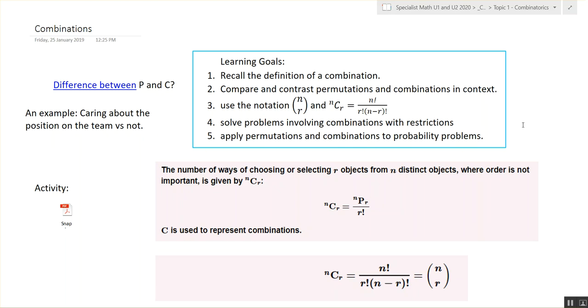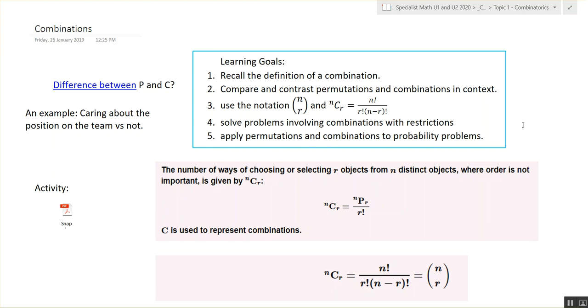...is important. Today we're going to look at where order isn't important. Okay? So, for example, caring about a position on a team versus not caring about position on a team. So I think in basketball you have 5 players. Okay, so you just want to find out from 10 players, how many 5-player teams can you make? Would that be permutations or combinations? Combinations, because you don't care about who's on the team, you just care about how many different teams.